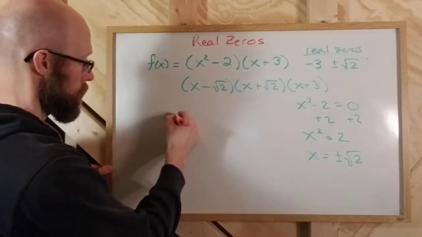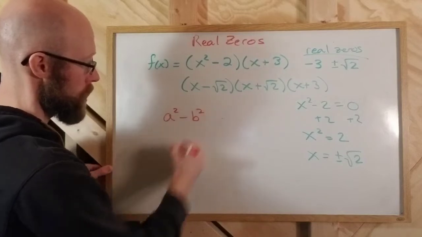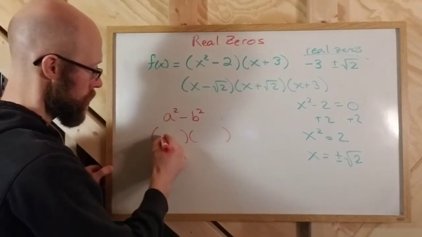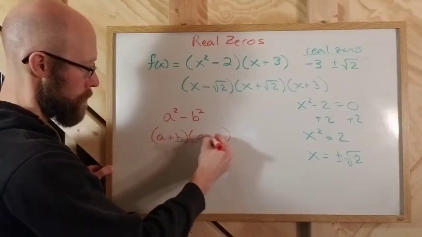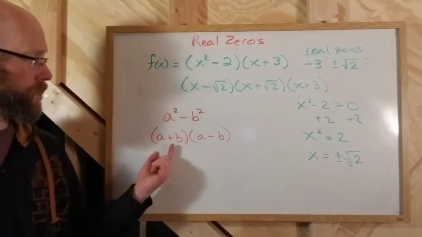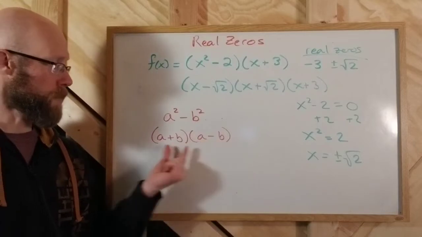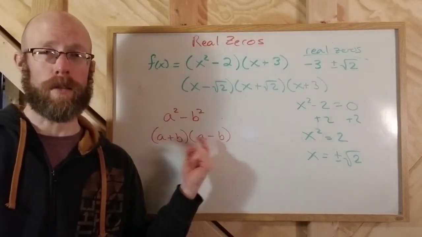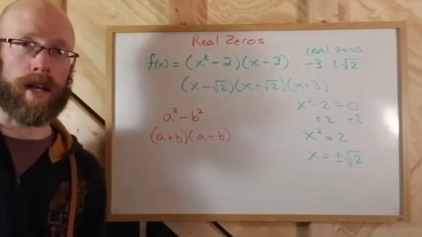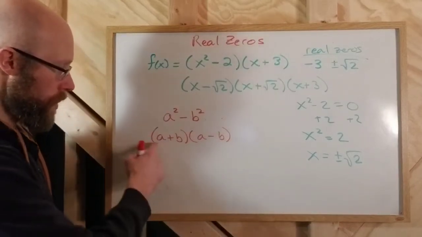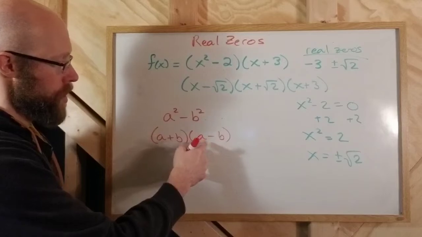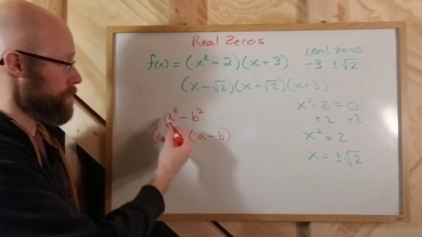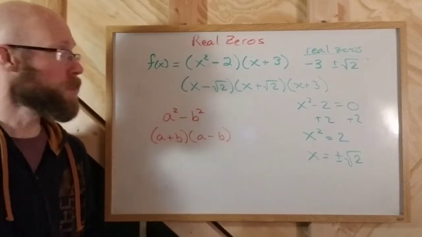Anytime you have something in the form a squared minus b squared, it will factor into the conjugates a plus b and a minus b. Remember, conjugates are the same two terms, but they differ by the operation in the middle. One's a plus, one's a minus. If you multiply these two conjugates together using the distributive property, they simplify down to a difference of squares.